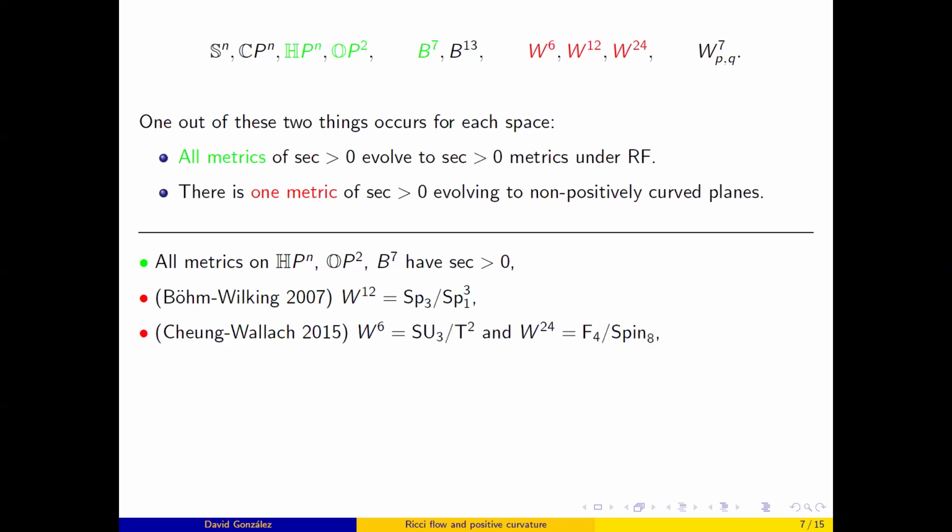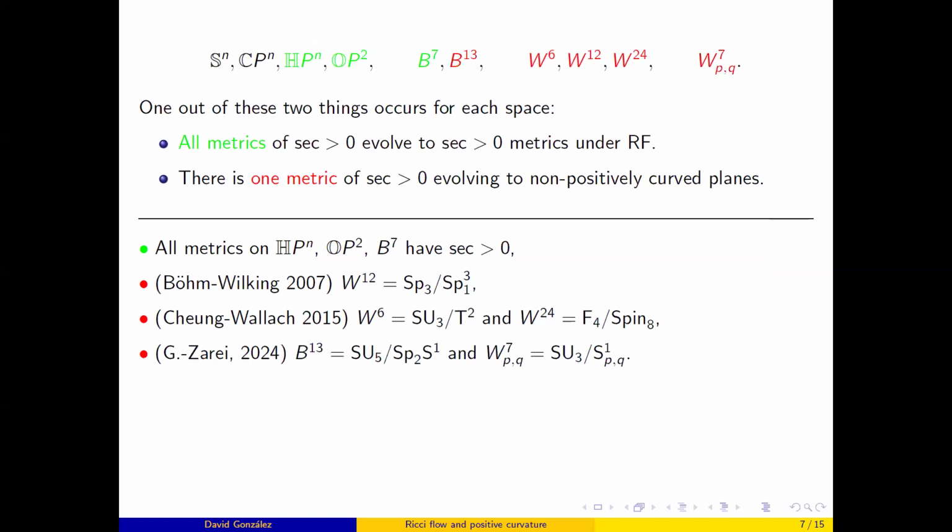A few years later, Chung and Wallach found metrics with the same property on the remaining Wallach spaces. So these also belong to the red class. Now, a couple of years ago, myself and Masoumeh found metrics on the Berger space and all of Wallach spaces, metrics of positive curvature that lose this property along the flow. And this was the situation at the beginning of this work.